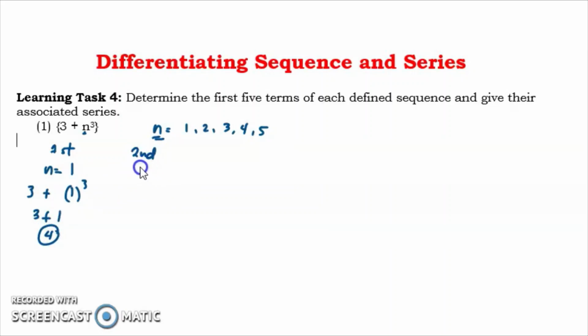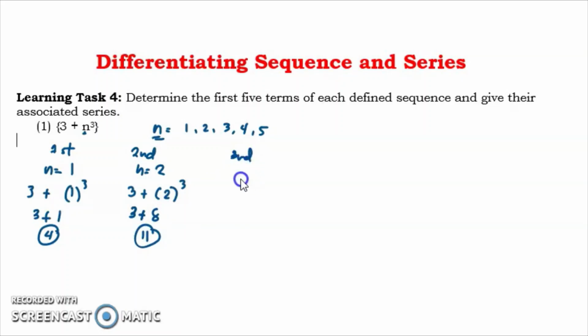For the second term, you have n equals 2. So, 3 plus 2 raised to 3. So, 3 plus, what is 2 raised to 3? That's 2 times 2, 4 times 2, 8. And then 3 plus 8, you have 11.